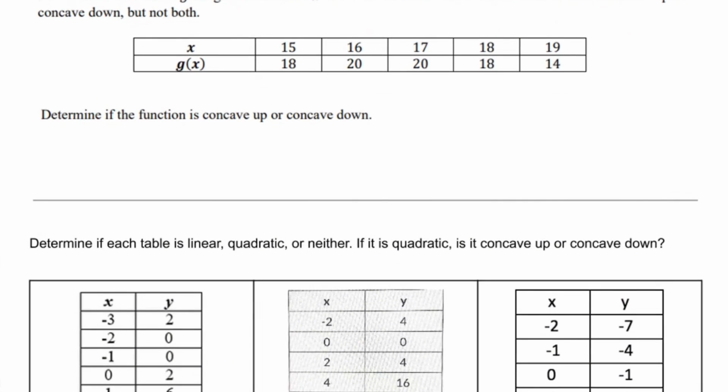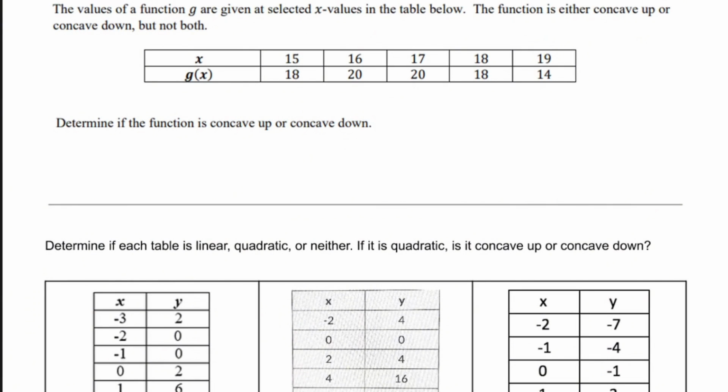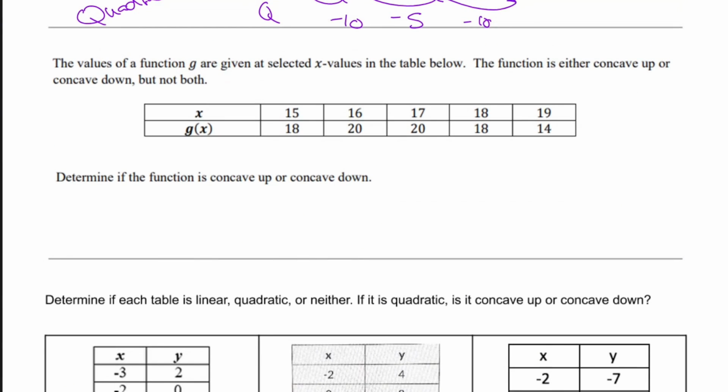The values of a function g are given as a selected x value table below. The function is either concave up or concave down, but not both. Determine if it's concave up or concave down. I should have put that up there.